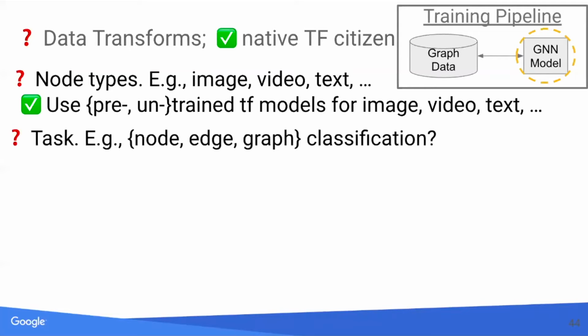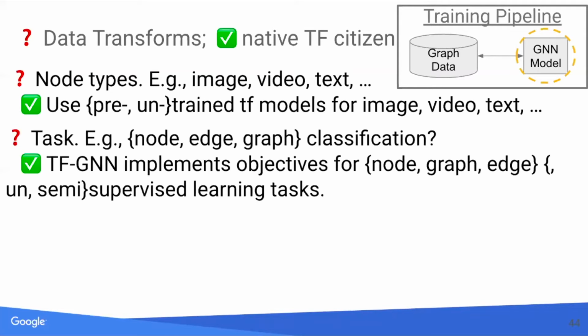And it depends on your task. Maybe you want to do node classification or edge classification or graph classification. TF-GNN implements a lot of objectives for node, graph, and edge tasks, for semi-supervised learning, unsupervised learning, or supervised learning. So you can immediately just use these pieces that we implement, plug them all together, and you can train a system basically with very little effort on your data set.